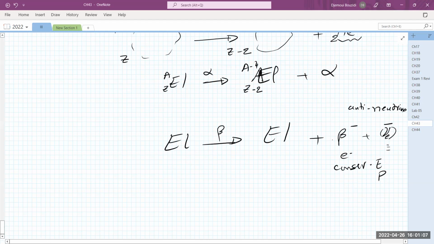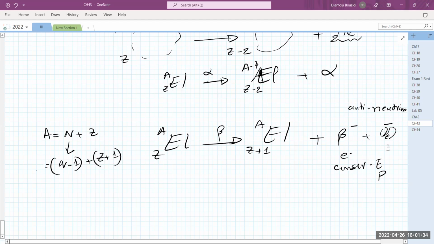So what happened to the Z now? It seems like the Z has increased by a factor of 1. What happened to A? A does not change. So it looks like what's going on in here is that, remember A is equal to N plus Z, a neutron has been converted to a proton so that Z goes up by 1. So if I add the two, A stays the same. So one neutron under the beta decay will go to a proton.